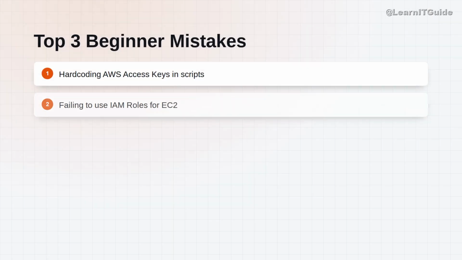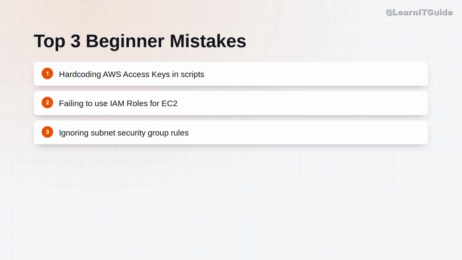The first mistake is hard-coding your secret keys directly in the script. Never do that. Always use IAM roles. The second mistake is failing to use roles for EC2, which exposes your credentials. The third mistake is leaving wide open security groups. Always restrict traffic to only the ports you need.